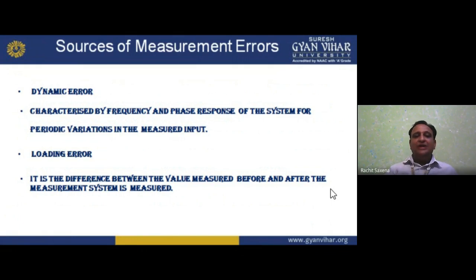Now, the loading error. Loading error is one source of measurement error. Loading means I am connecting a circuit that has a measuring instrument, so I am giving a loading error. For example, the capacity of that ammeter is up to 200 ampere, but I am giving more than 200 ampere. So that is the loading, and we have the loading error. It is the difference between the value measured before and after the measurement system is connected.